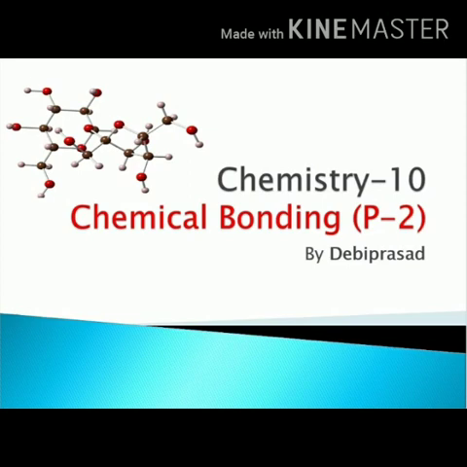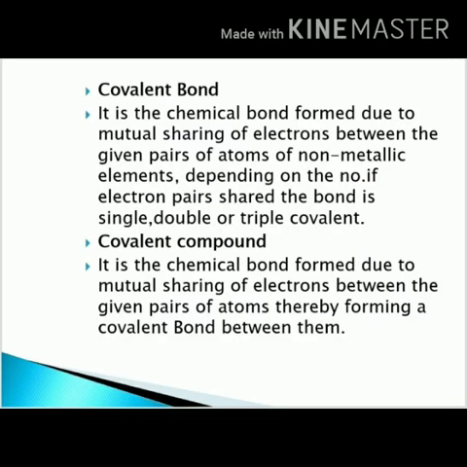Today, I'll be explaining all the remaining part of this chemical bonding chapter. Now, covalent bond. The chemical bond formed due to mutual sharing of electrons between the given pairs of atoms of non-metallic elements. Bond formed by a shared pair of electrons, each bonding atom contributing one electron to the pair. Now, depending on the number of electron pairs shared, the bond is single or double or triple covalent.